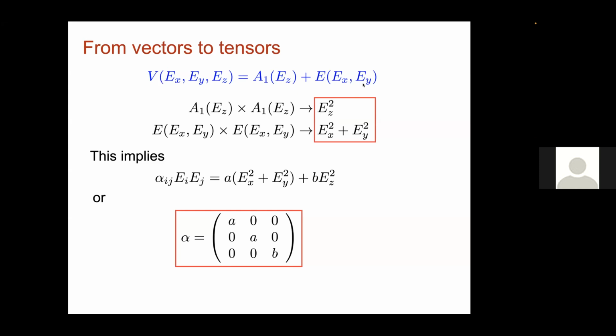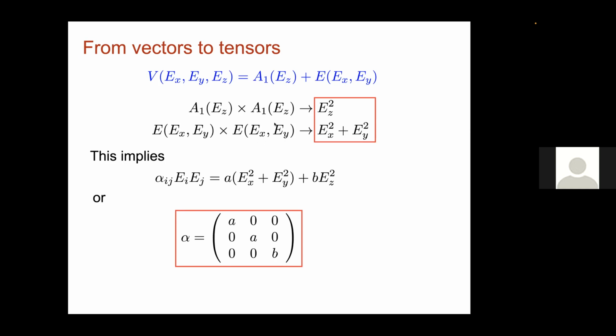Sorry, I do have a question to that. Yes. How exactly do you arrive at that E of EX EY times E of EX EY is equivalent to EX squared plus EY squared? So, sorry, say it again. How exactly do you arrive at the equation that E of EX EY times E of EX EY is equivalent to EX squared plus EY squared? No, it's not. No, that's not really. No. Sorry, I didn't explain it well.